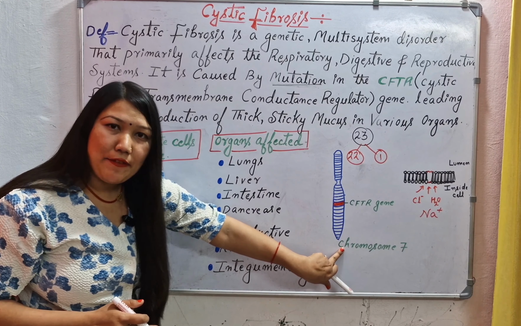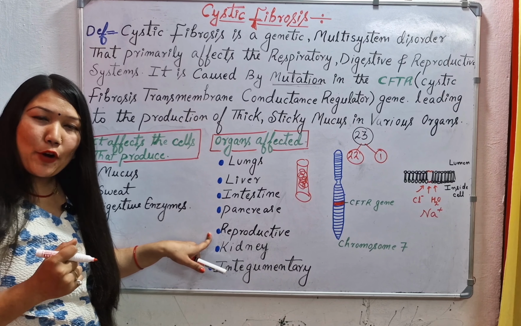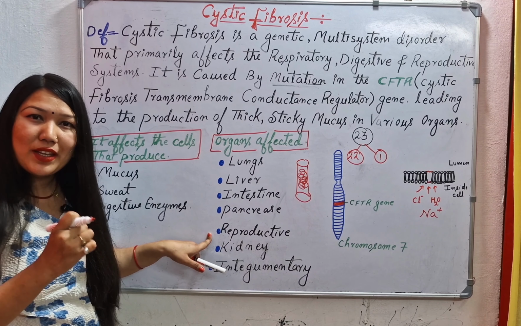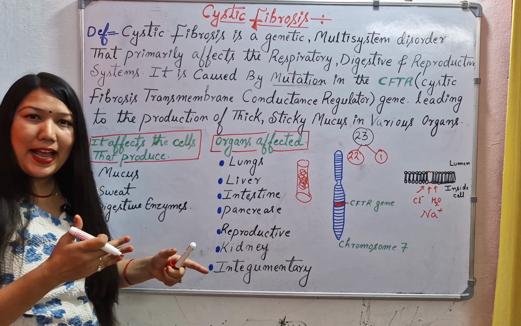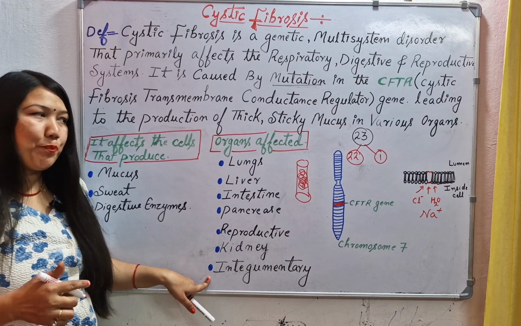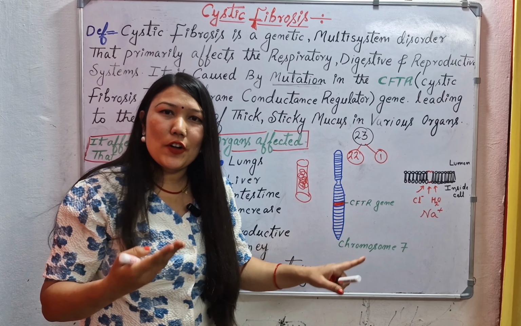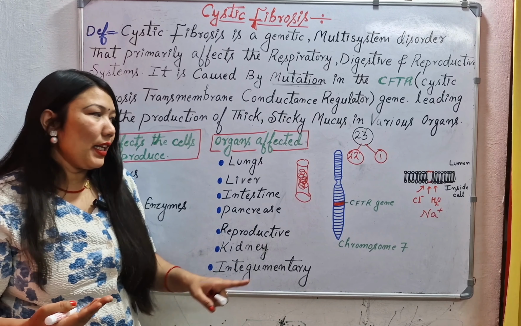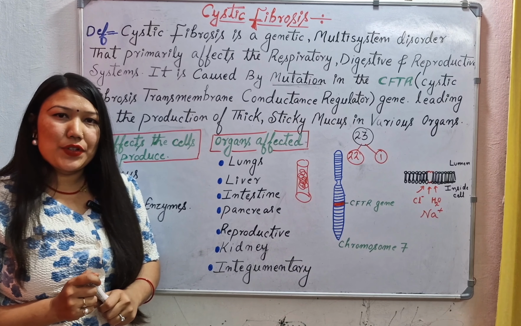Next we have the reproductive organs. In males there is a thick production of semen, and in females there is a thick production of mucus from the cervix, and infertility can be seen in males as well as females. Next we have the kidney, and next the integumentary system. The CFTR protein regulates the sodium, water and bicarbonate balance inside the lumen. So this was the definition of cystic fibrosis.